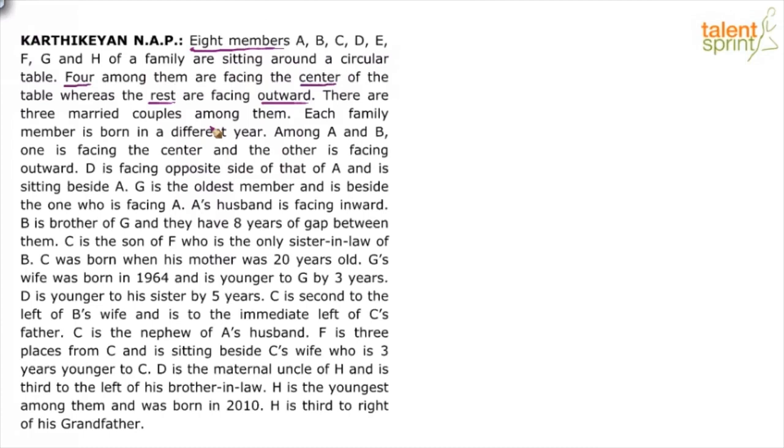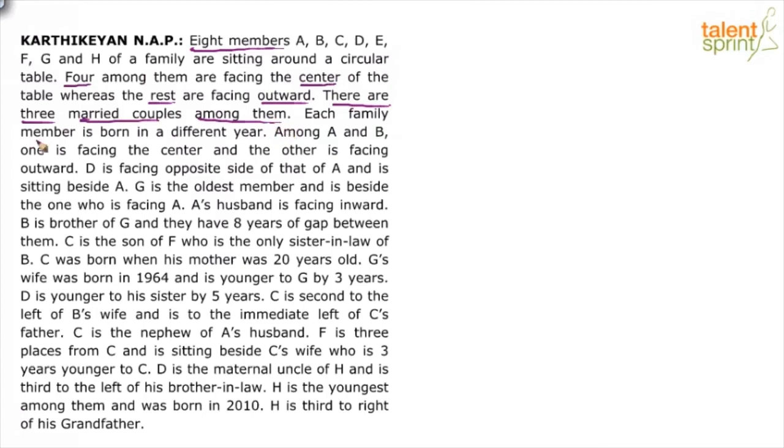There are 3 married couples among them. So 8 members among which there are 3 married couples. So this, like we had seen earlier, will have blood relations involved in the arrangement.